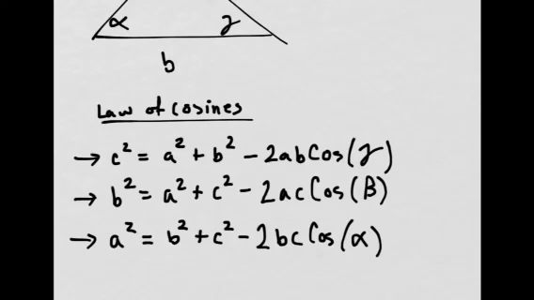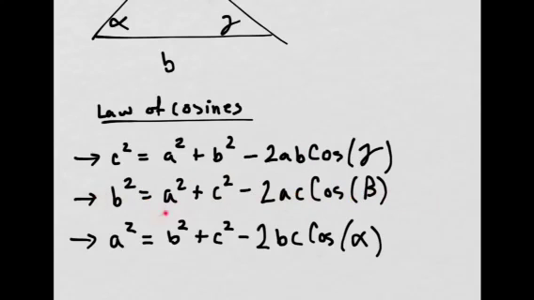This is actually easy to remember. When I was writing this down, I was looking at it and thinking, okay, c squared equals a squared plus b squared, because I'll have all three, a, b, and c. And then minus 2 times a and b, and then the angle that goes across from c is what you're going to be putting into the cosine. So there is multiplication in between. And it's all three of those.